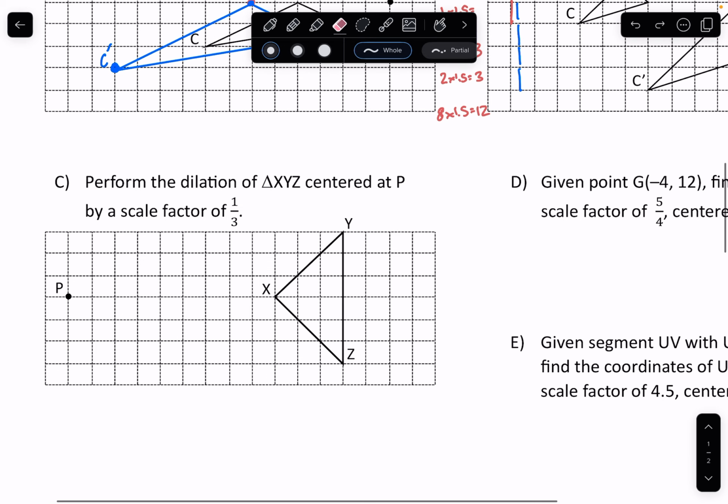All right, let's go to C. Perform the dilation of triangle XYZ centered at P with a scale factor of 1/3.